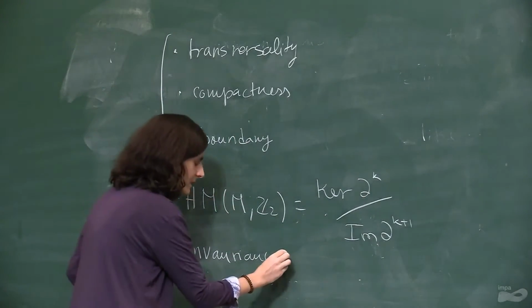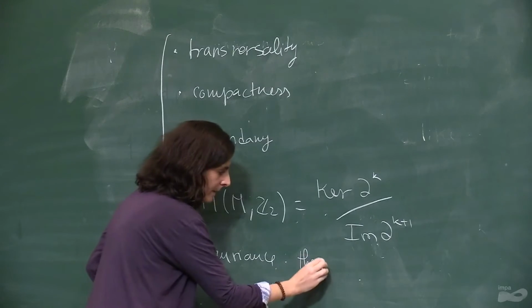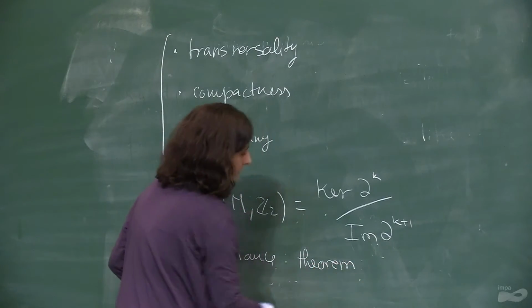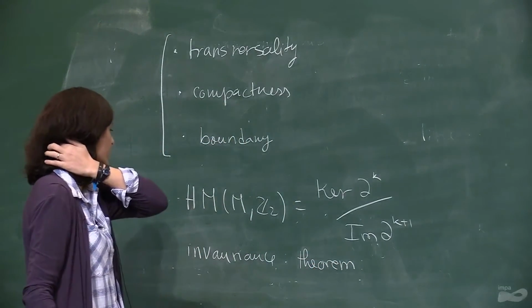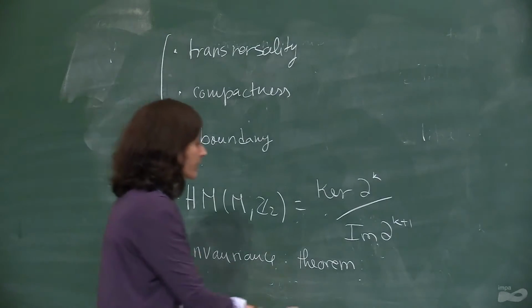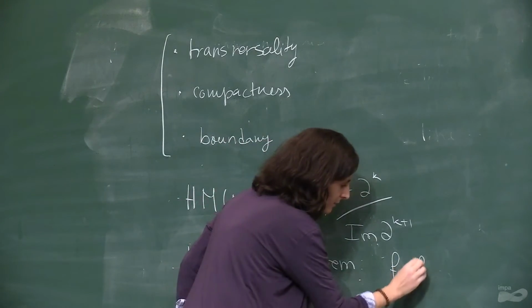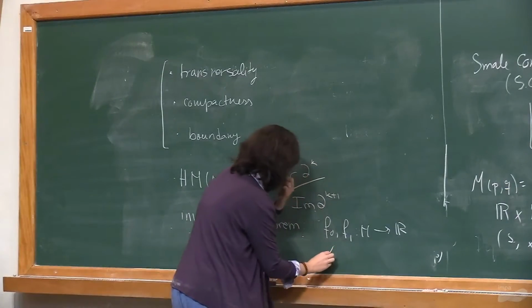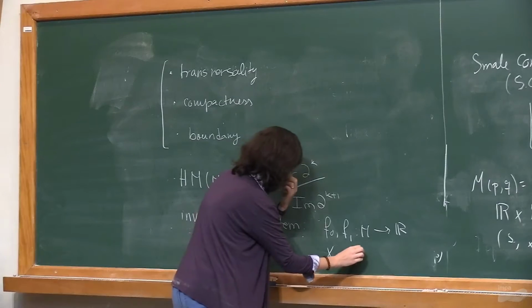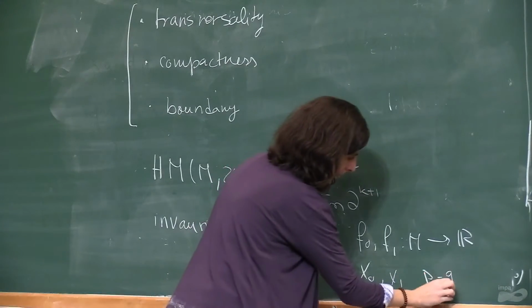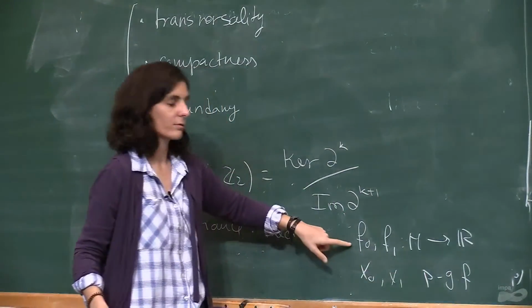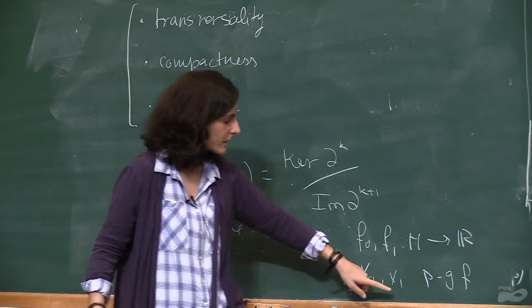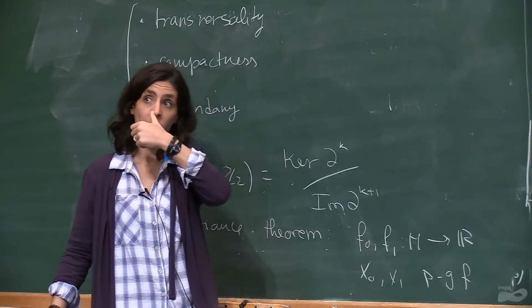So let me state this as a theorem. Given two Morse functions, f0 and f1 on M, and two pseudo gradient fields, so x0 is a pseudo gradient field of f0, and x1 is a pseudo gradient field of f1.